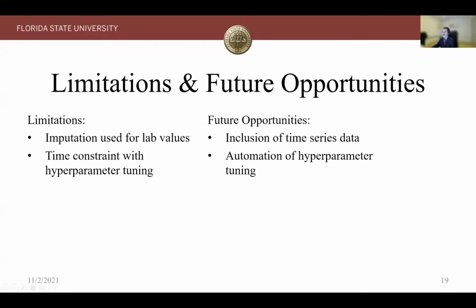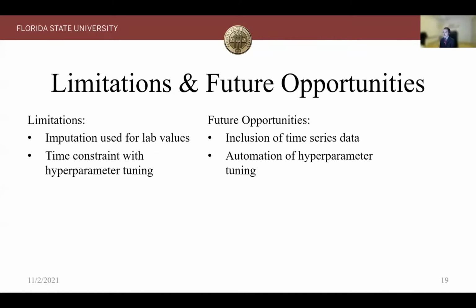There are several limitations of this study. Imputation was used for lab values as all lab tests were not recorded for each admission. The time constraint with hyperparameter tuning also impacted results, as deep learning models required a longer amount of time to generate the models in comparison to non-deep learning models.